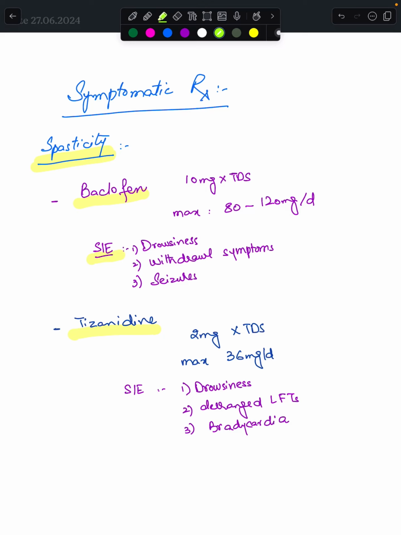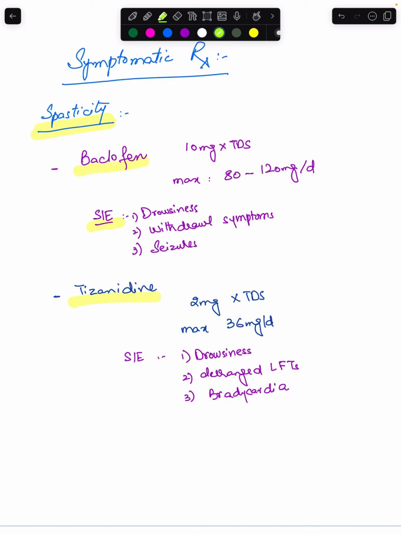Today the topic we are going to discuss is symptomatic treatment. For example, we have a patient of multiple sclerosis and for a flare we give steroids and then we treat with disease modifying therapy. But we have to control the symptoms also. So for symptoms, we will discuss the following symptoms.